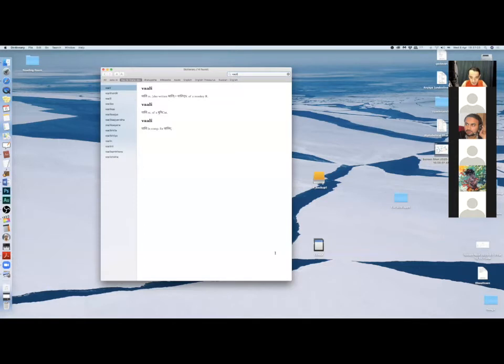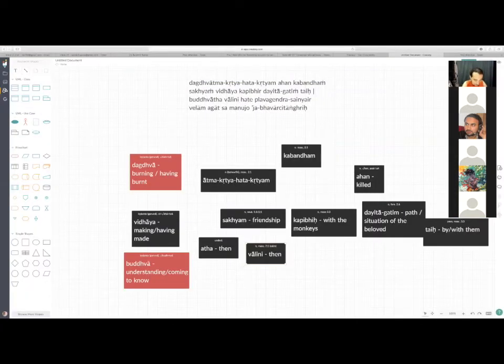So Valini, and then Monier Williams says he was son of Indra and was said to derive his name from bala, hair, as being born from the hair of his mother. Okay.